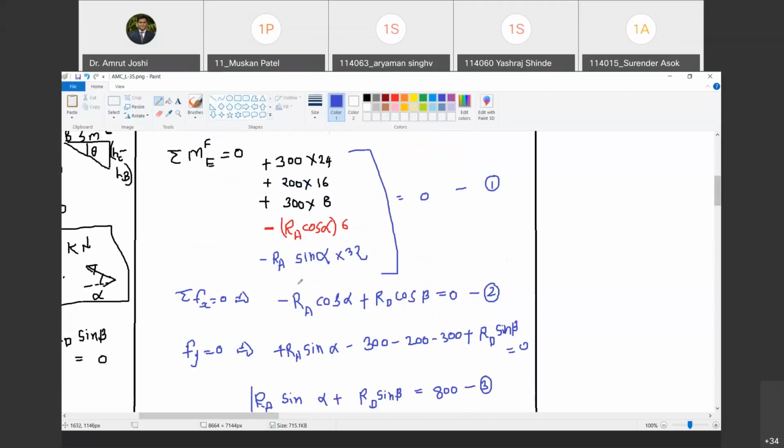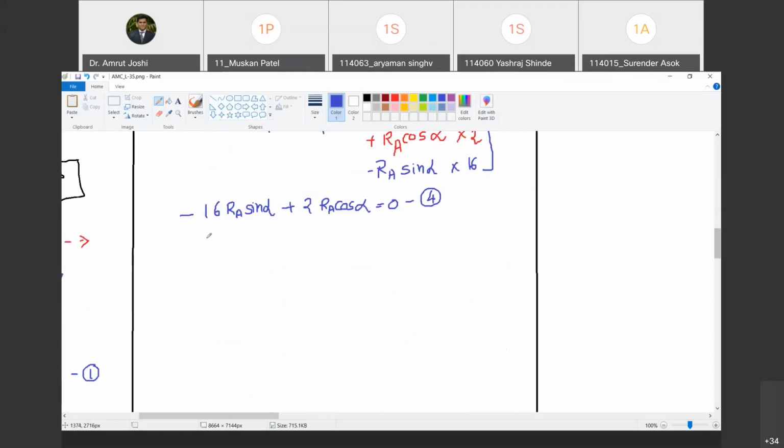How? So this equation number 1, I write here again. What is equation number 1? Can I rewrite this equation number 1? Yes, it is 32 times RA sin alpha. Are you with me?